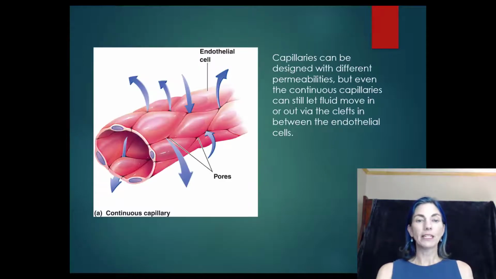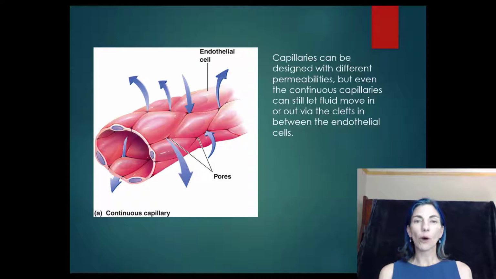Now the other thing to note is that although capillaries come in a variety of different designs, the most common design is called a continuous capillary. So continuous capillaries have the most continuous anatomy, which means the least number of holes in them. But even still, the spaces where the cells join usually will allow some leakage. So that's shown here. We call those clefts. So these are the clefts between the cells of the endothelial lining.